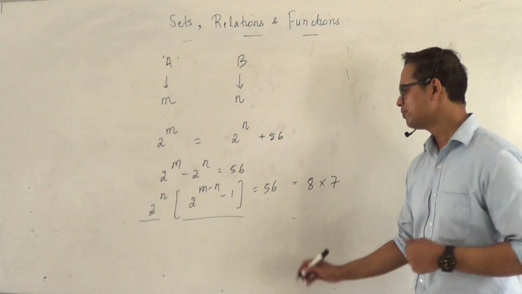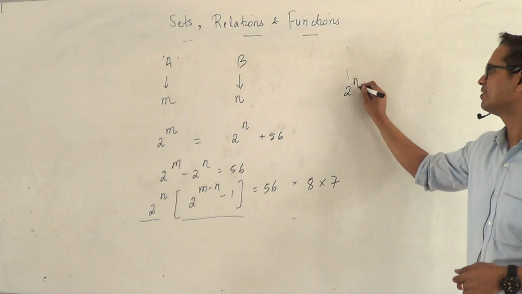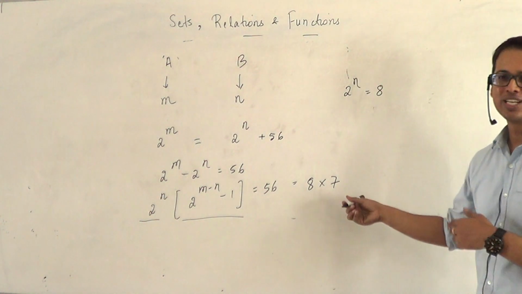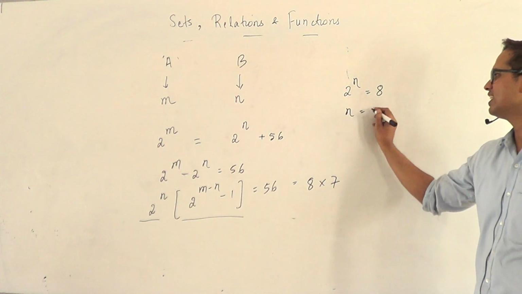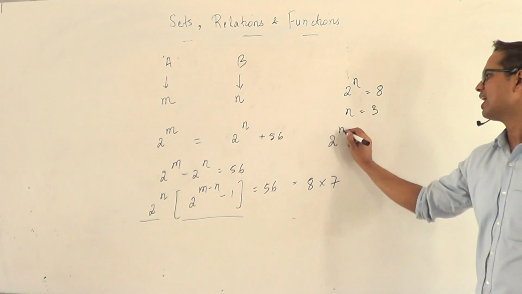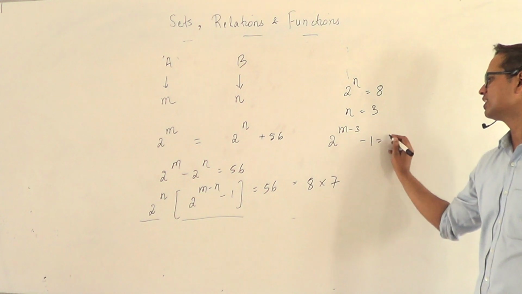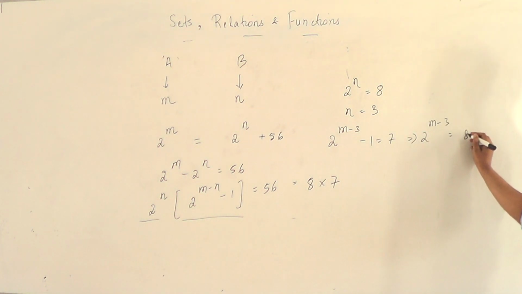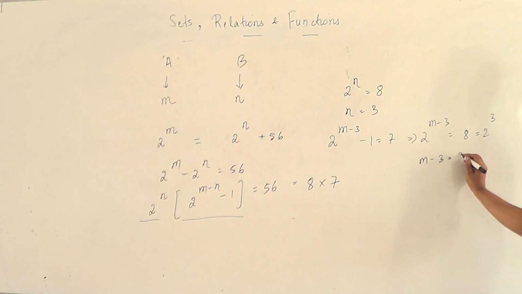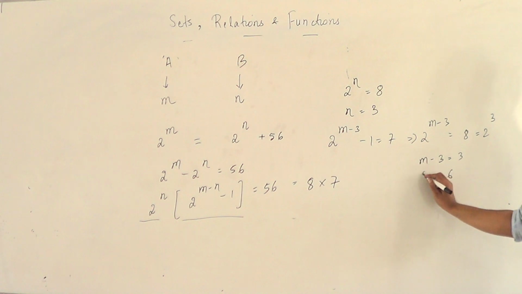Right? So when you break it as 8 into 7, this is 8. You can call it a hit and trial, but you can just find out cases as well. So n is 3. So 2 to the power m minus 3 minus 1 is 7, which means 2 to the power m minus 3 is going to be 8. 8 is 2 to the power 3 again, which means m minus 3 is 3, so m is equal to 6. Okay?